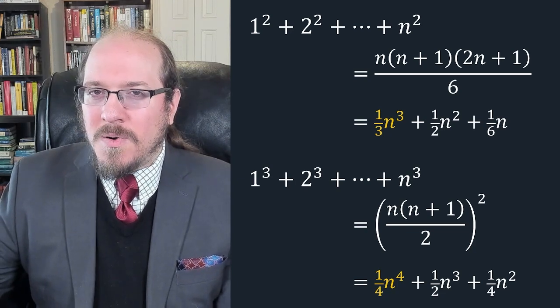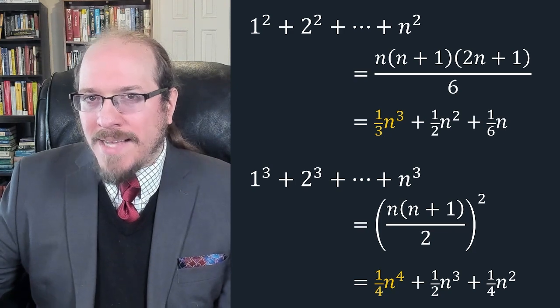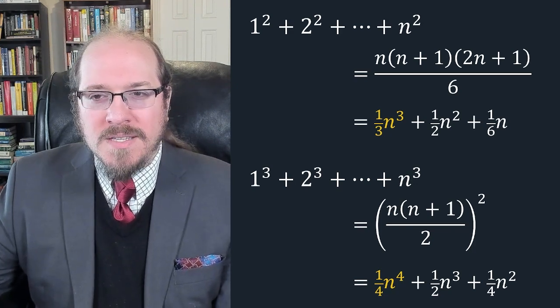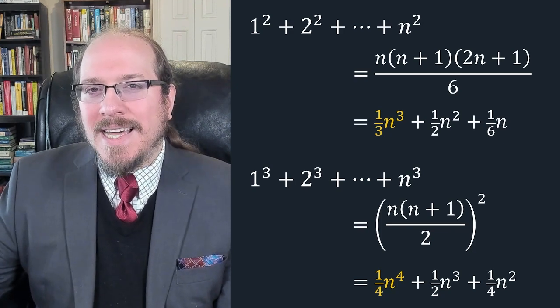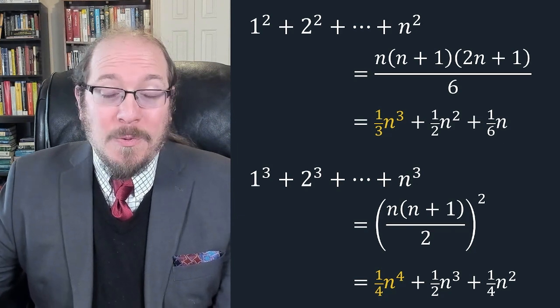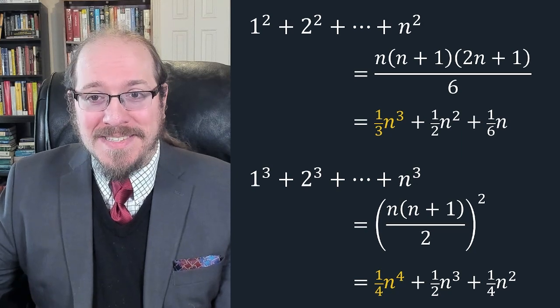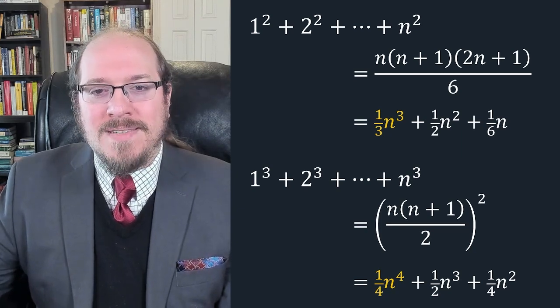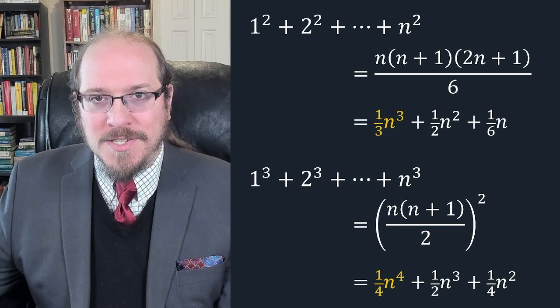And look at those coefficients, 1/3 n to the third, 1/4 n to the fourth. This is hinting at a deep connection between summations and integration that we do not have time to get into in this series. But that's what'll help us out when we finally do integration.